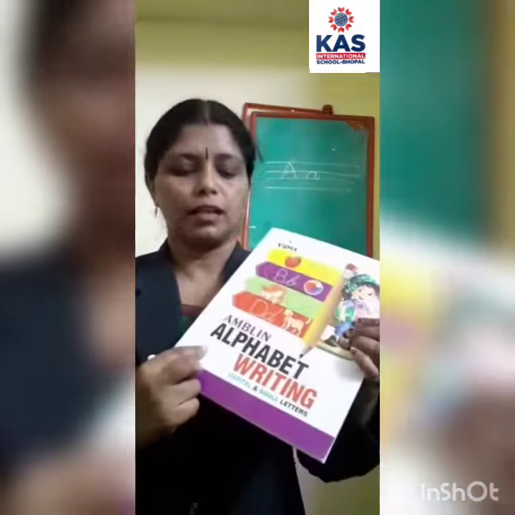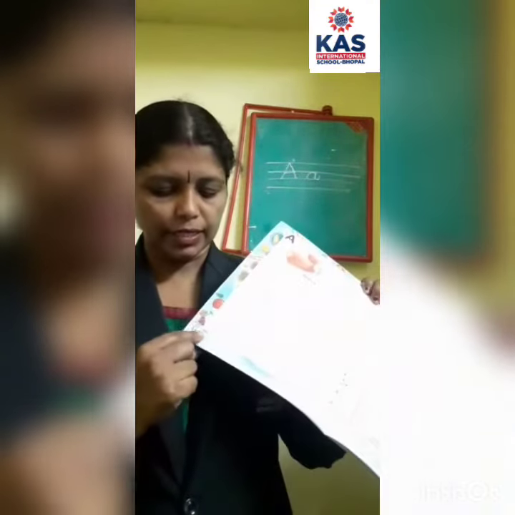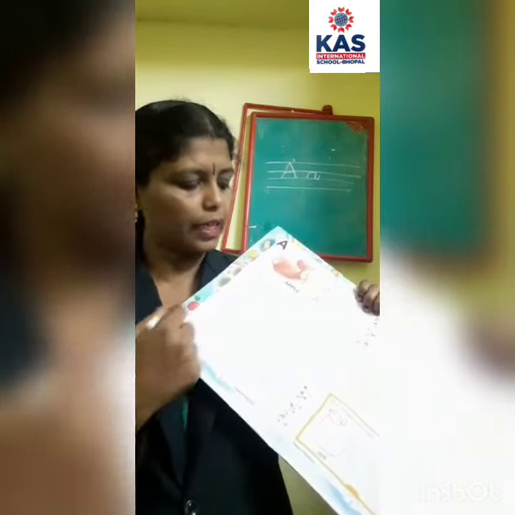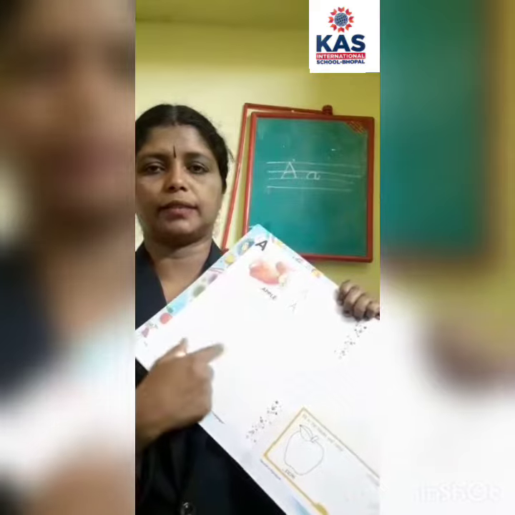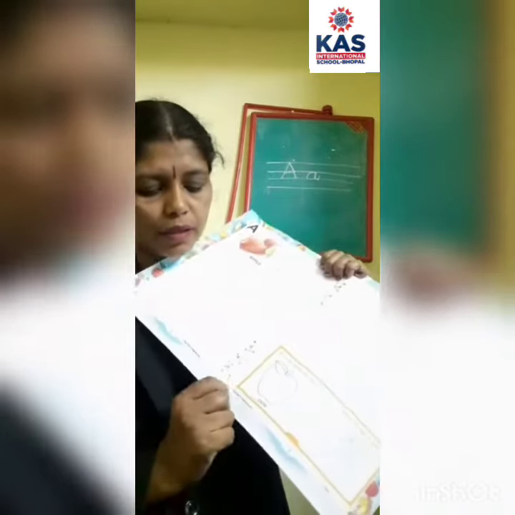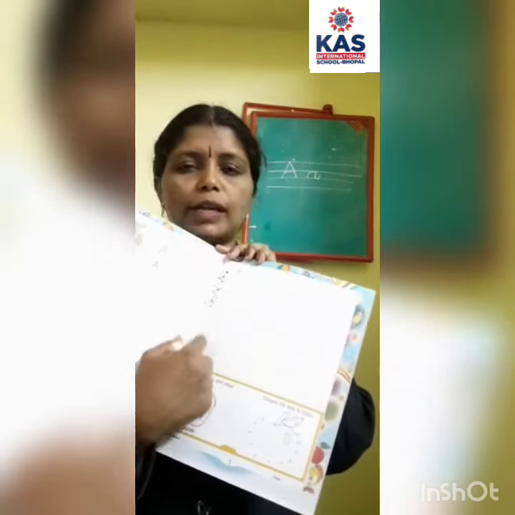Now, this is your alphabet writing book. Okay. Open page number 2. First write today's date. And then write A for apple. Whole pages. Write today's date. Write small letter a.